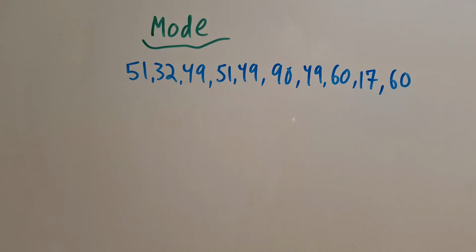Hello everyone, in this video we are going to talk about the mode. So the mode is the number that occurs the most often from a list of numbers or in a given data set. Now a list can have two modes, but we'll get to that in just a moment.